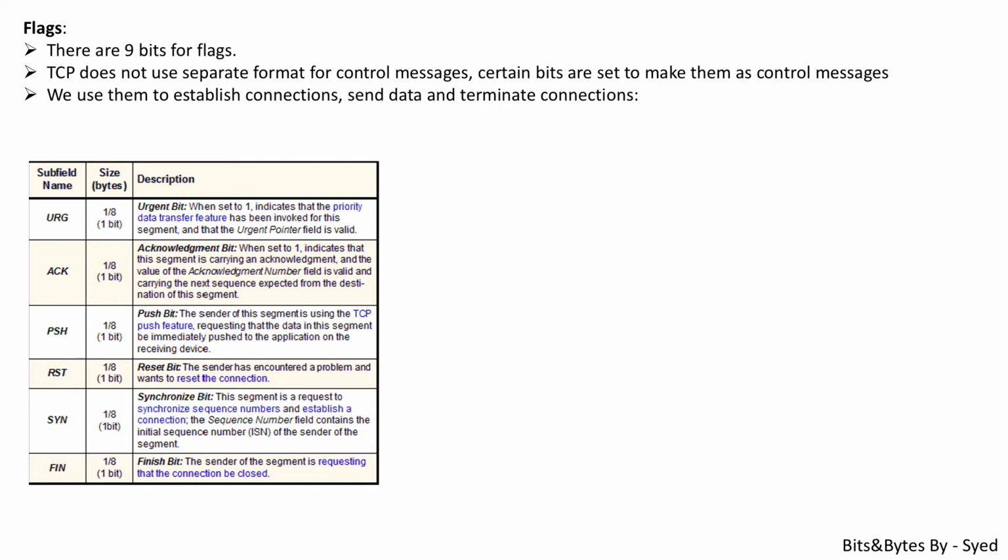Push flag. When push flag is set to 1, it means all the segments in the buffer gets pushed to the receiver immediately. Do not wait for the buffer to get filled up. Reset flag. If set to 1, it resets the TCP connection. SYN flag. If set to 1, it indicates this is the first packet sent for connection during the three-way handshake. Finish flag. If set to 1, it indicates the receiver that the source wants to terminate the connection.